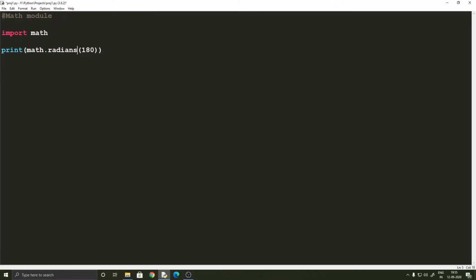So next, let us look at the function called sine. And sine obviously returns the sine of the angle that we pass into the function. And note that sine takes the angles in terms of radians and not in degrees. So that's a point to note. So math dot sine, and let's pass 0, because we know sine 0 should be 0.